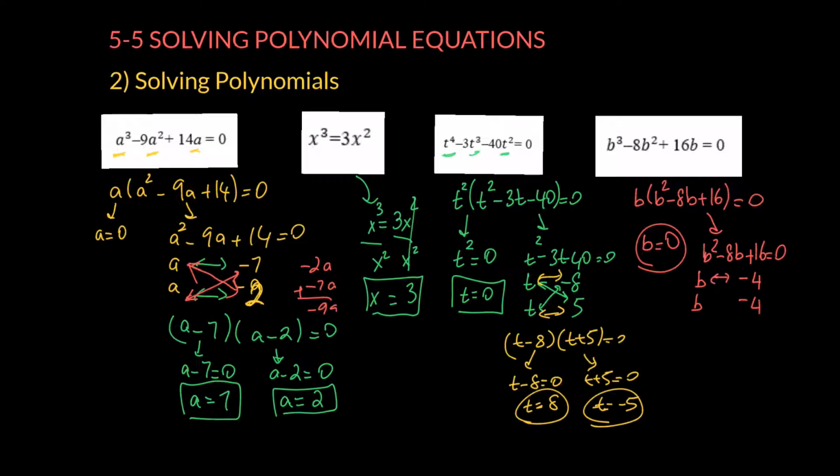Now pair these two and these two. (b - 4)(b - 4) = 0. Either this one is 0 or that one is 0. Since both of them are the same, I'm just going to solve one of them. If b - 4 = 0, we add 4 on each side to end up with b = 4.